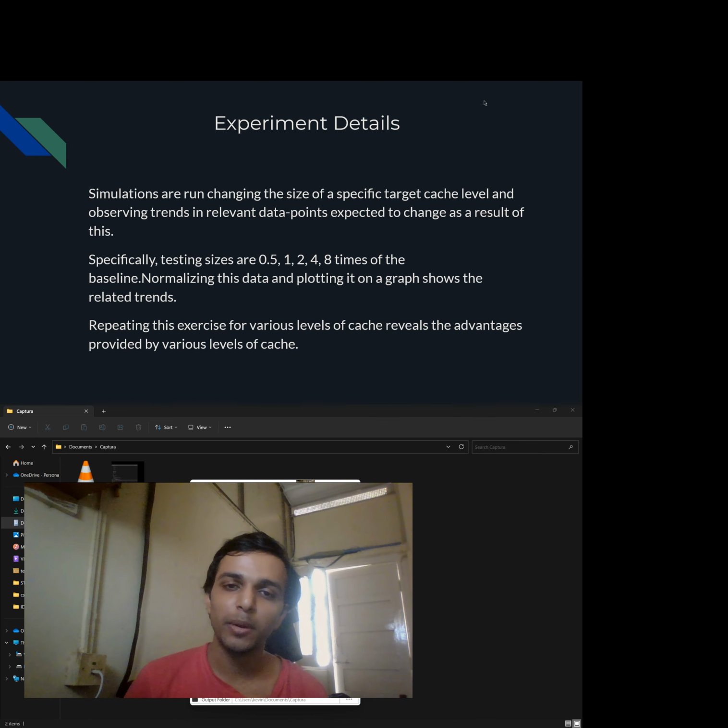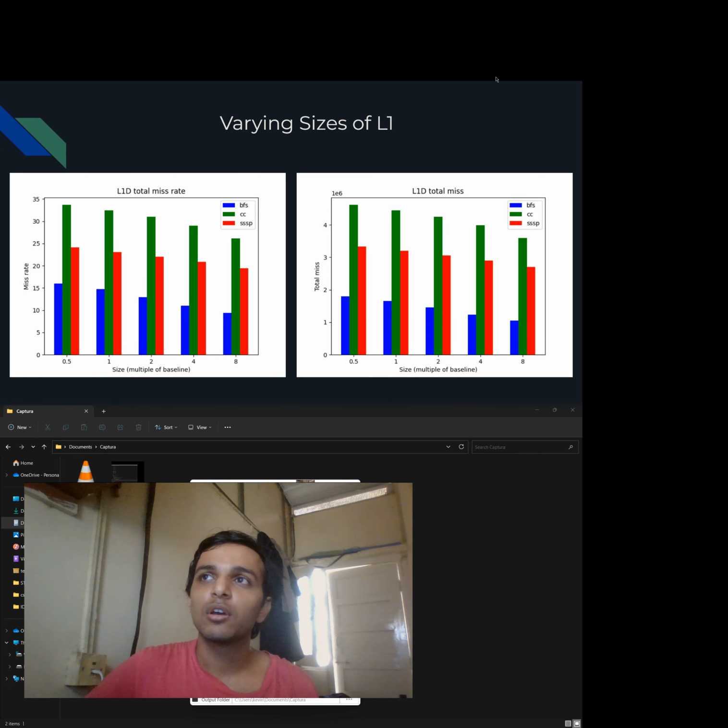So this experiment is conducted as follows. The testing sizes for each of the cache levels are changed while the other levels are kept constant. The testing sizes are half, one times, two times, four times, and eight times of the baseline size. We move on to the plots now.